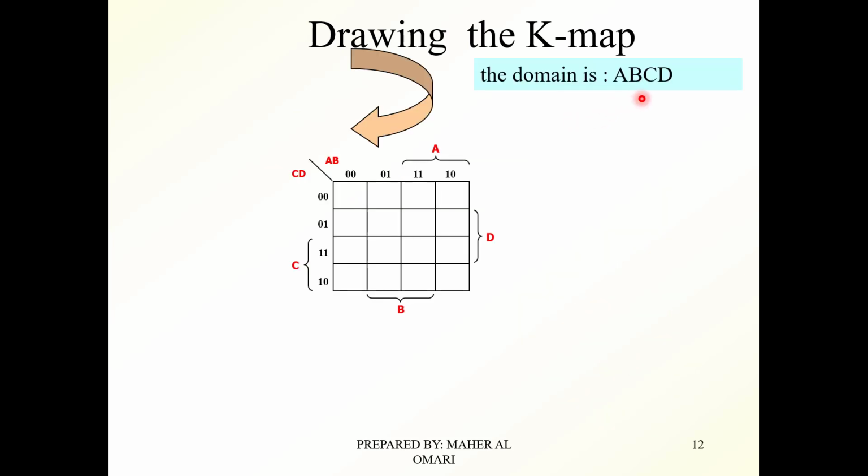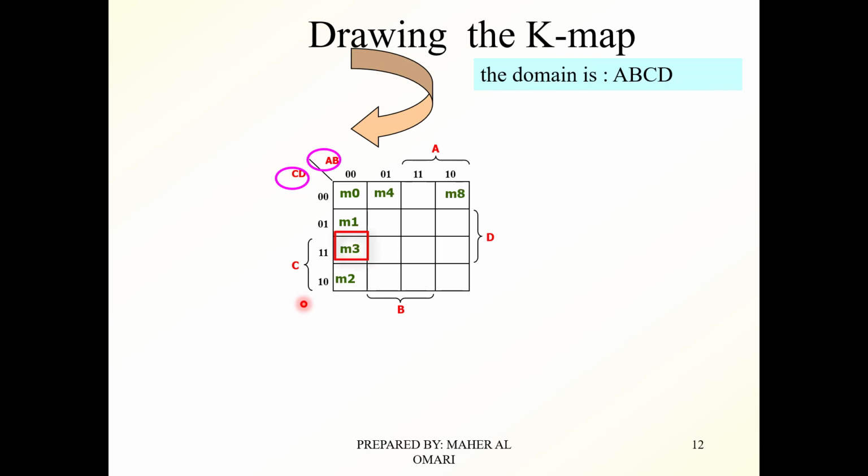Now, given that the domain is A, B, C, D, and I have arranged the K-map this way so that we have A, B here and C, D here, this is inverse to what we usually see. So this cell here has the minterm M0, where A, B, C, and D are all zeros. And here, of course, is M1, where we have A equals 0, B, C equal to 0, and D equals 1. And this is where M2 is as a minterm. And this is where M3 is.